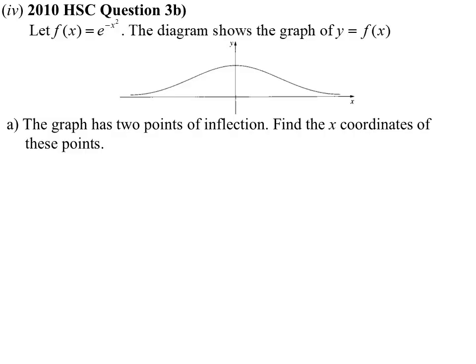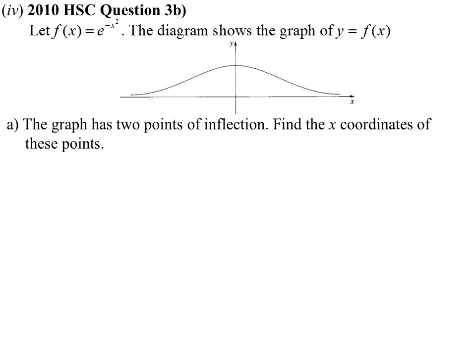Okay, here's an HSC one that they asked a long time ago now, but anyway, here it is. The classic bell-shaped curve, that pattern of a bell. It's got the equation e to the minus x squared. It's got 2 points of inflection, they're telling us. So that's where the curve changes concavity. So there's one over here on the left and one on the right. First thing it wanted us to do was find those x coordinates.